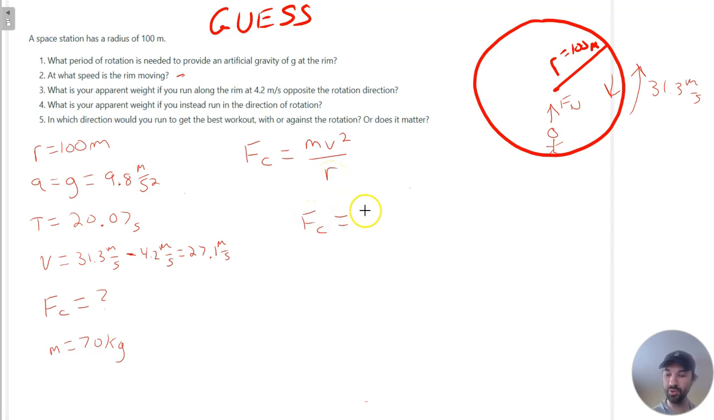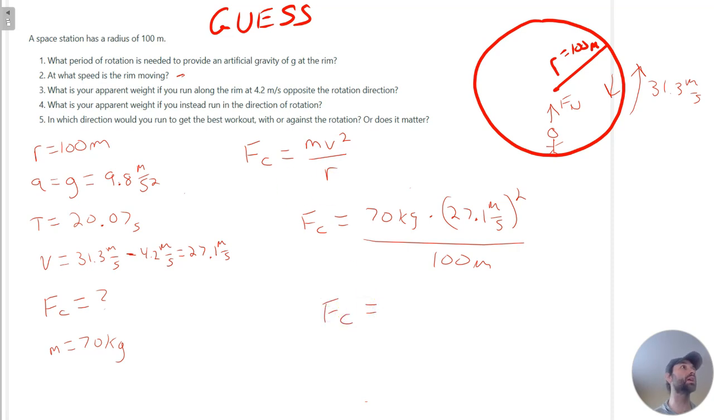F_c is equal to 70 kilograms times 27.1 meters per second. Do not forget to square this. Divided by 100 meters. F_c is going to equal, I just plugged this in, 514 newtons. Again, I don't know in your class what you do for sig figs, so if you get a number around there, you're probably correct. Let's erase this.